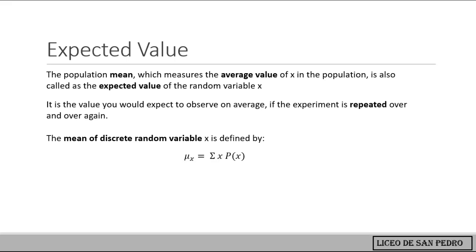So ito yung formula niya, no? So itong variable na to is Greek alphabet siya, which is pronounced as mu. Mu, or the expected value, is equal sa summation ng x times probability x.